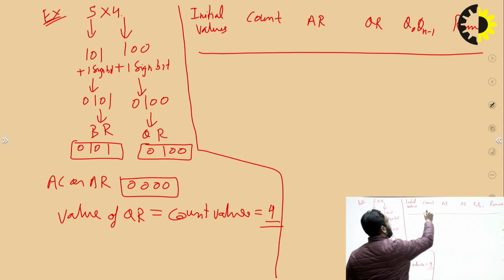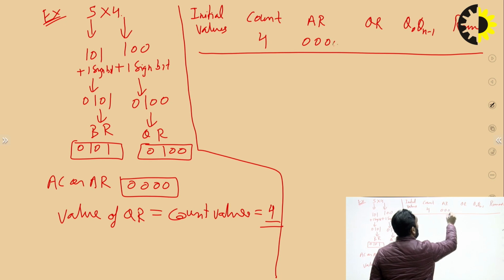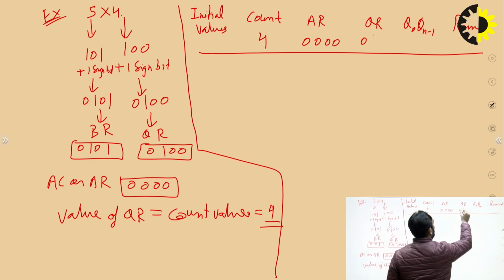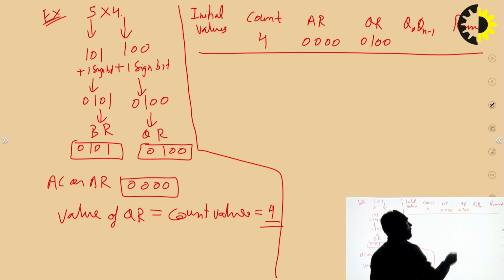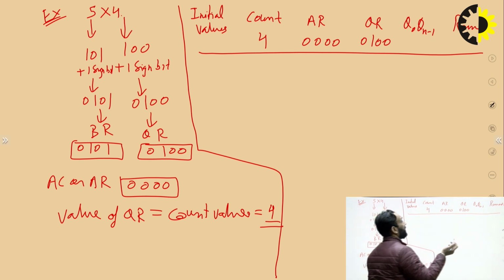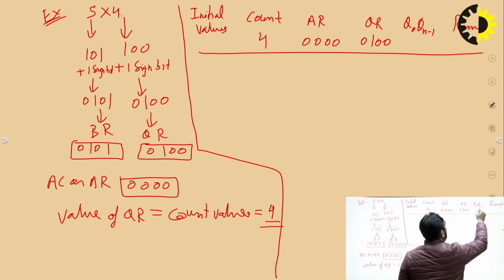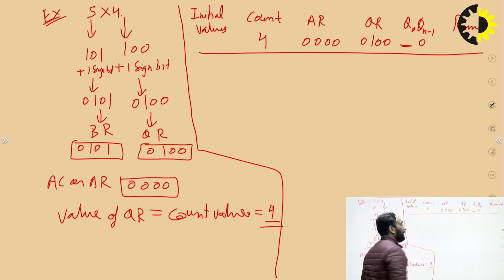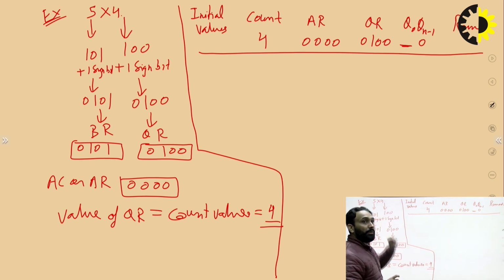Here the count value is 4. AR is 4 times 0. What is QR? 0 1 0 0. And what is the initial value of Q naught or Qn minus 1? That is by default 0, and we have to calculate this value and make the pair of these two values, and that will be helpful to understand what will be the final outcome and iterations.